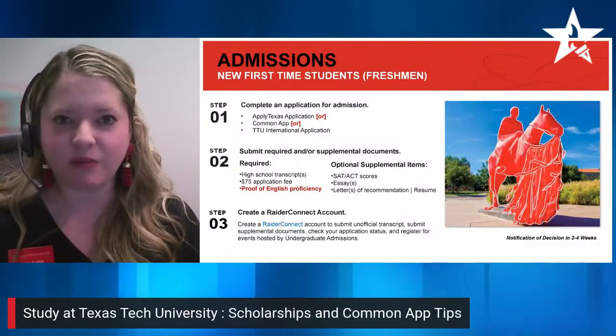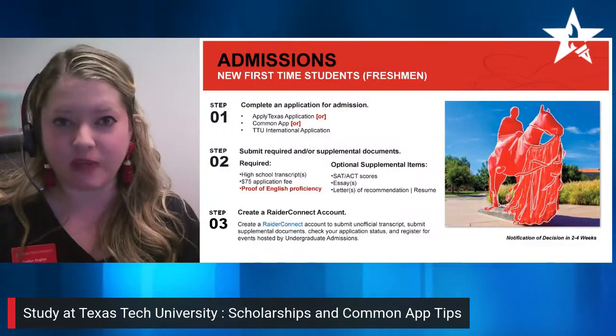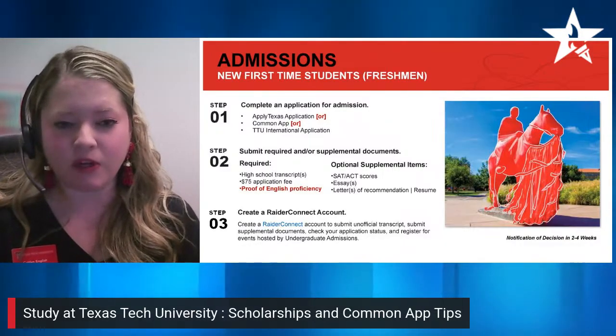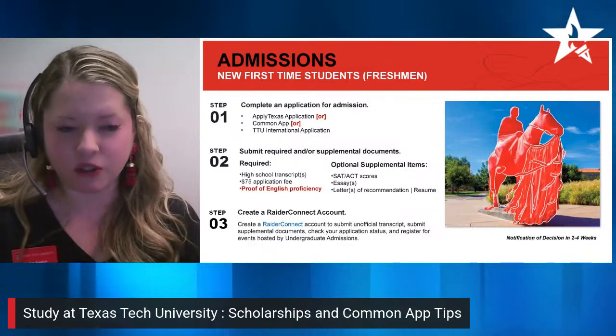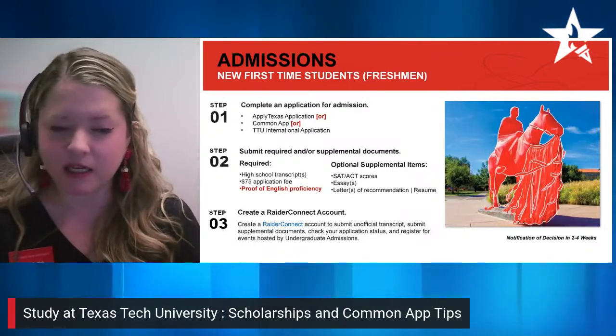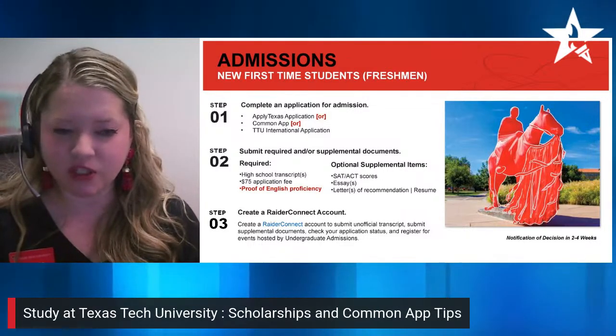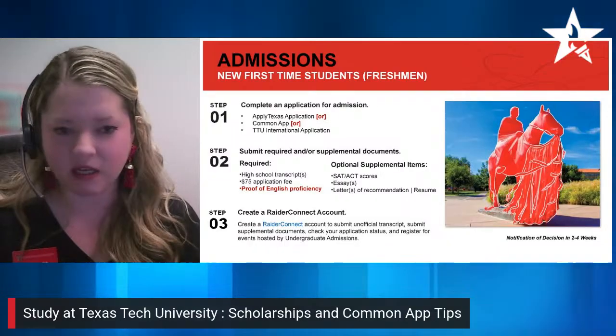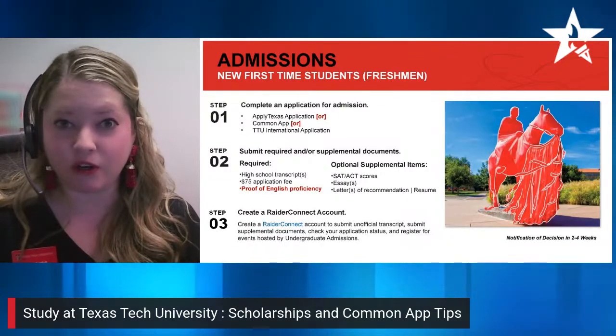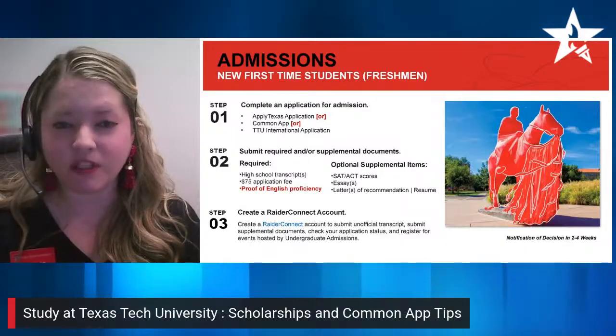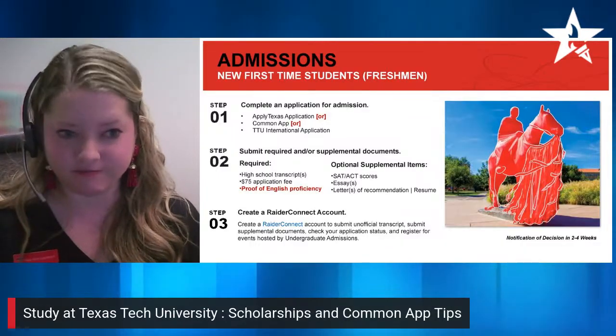And then the third step is to create a Raider Connect account. So at Texas Tech and at many schools, there's another account that you create that's a portal. So once you apply, you can check your status at any time, contact your admissions counselor, upload documents. Just make sure, again, when you're creating these additional portals, always use the same name and email address.